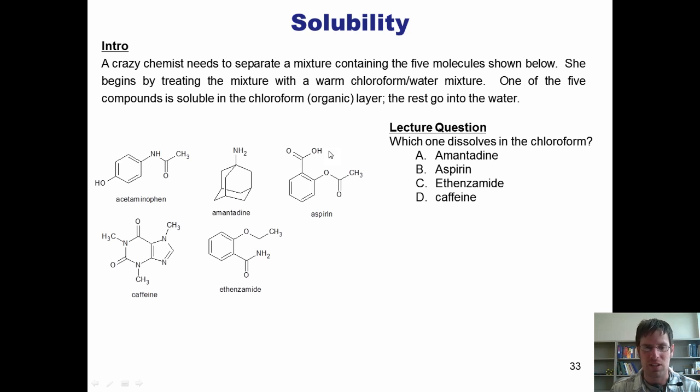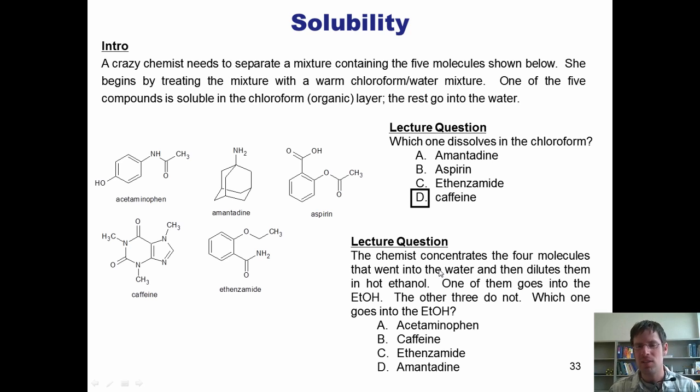This aspirin has a carboxylic acid group up here. This molecule here has an NH2 hydrogen bonding. It is phensuximide. But caffeine, does it have any significant hydrogen bonding? It doesn't have any at all. What that means is these 4 molecules right here are going to go into water, and caffeine will go into the chloroform. So the answer is D, caffeine. Let's go to the next question.